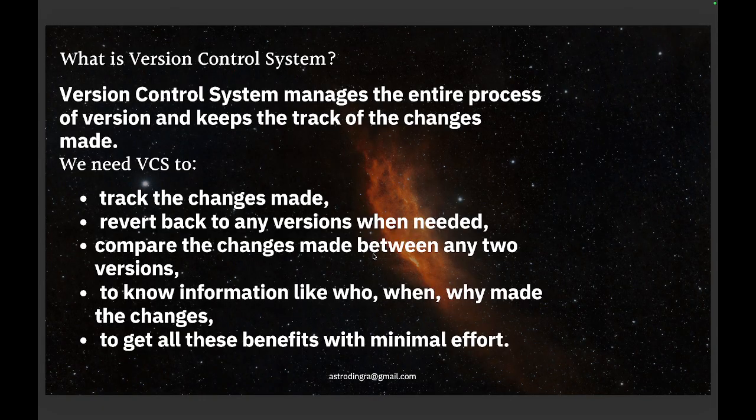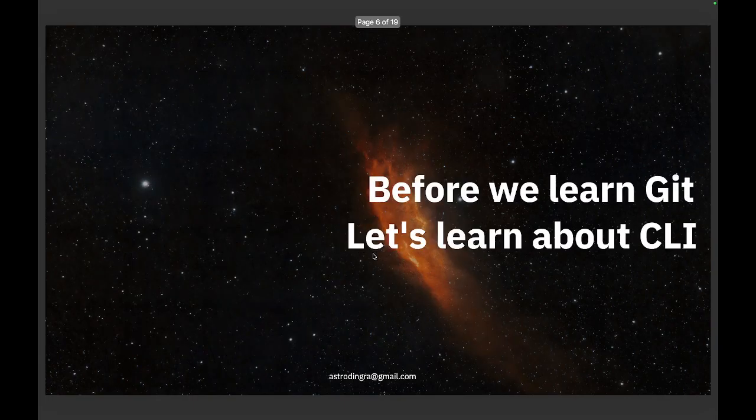A version control system manages the entire process of the versions, as written here. It tracks the changes made and reverts the changes, and if you deleted the previous version of the code, you can just retrieve it back using the version control system. If you don't use a version control system, you might lose the previous progress. So those are the benefits of the version control system.